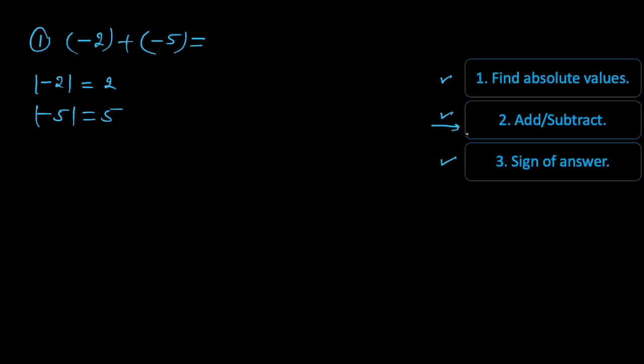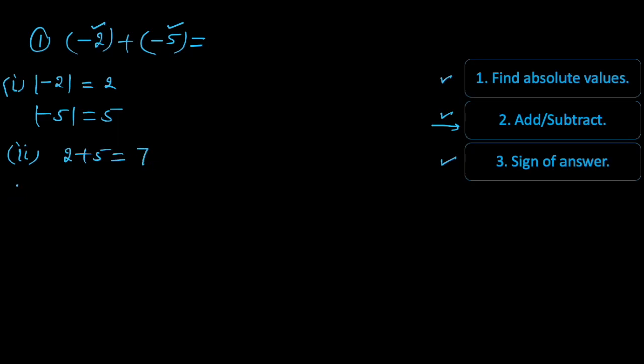In the second step, we have to ask ourselves, am I going to add these two values or subtract them? Now, if two integers have the same sign, like in this case, both of the integers are negative, then in step 2, you will add them. So here is step 1, here is step 2. In step 2, I'm going to add their absolute values, 2 plus 5, which is going to be 7.